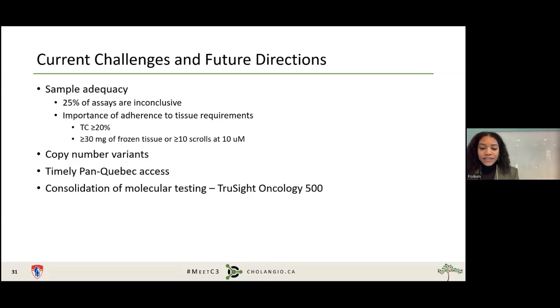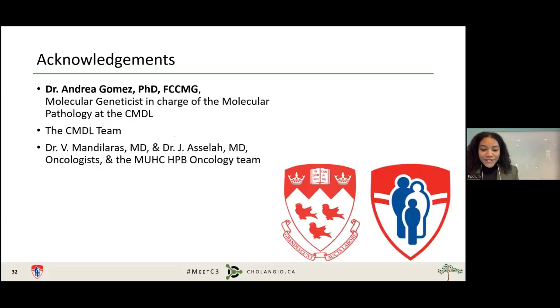So what's next for us? Given the fact that we still have to complement the current assay in its form with immunohistochemistry, I think the future for us would probably be to consolidate the molecular testing. Specifically in our lab, we're probably moving towards TSO 500, which would allow us to get the readouts on the fusions and the single variants, but also would allow us to get important information from copy number variations and even TMB and MSI.